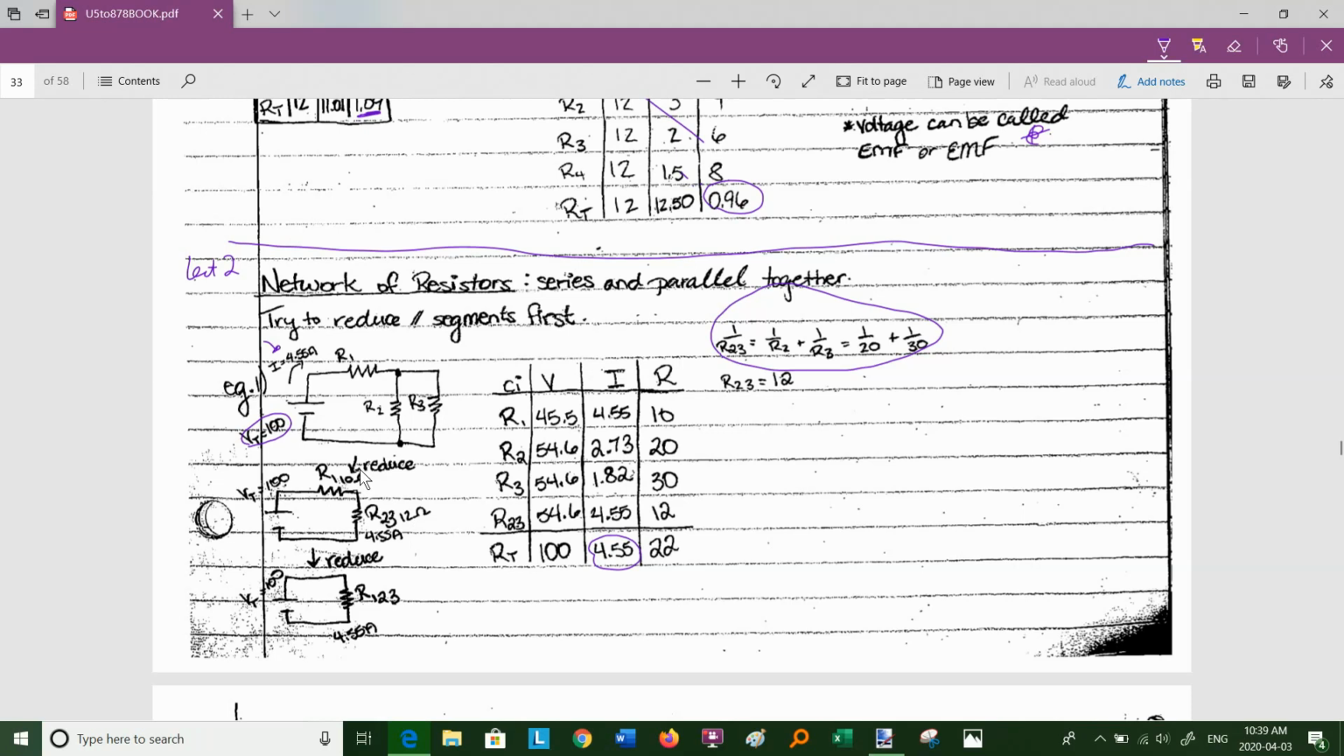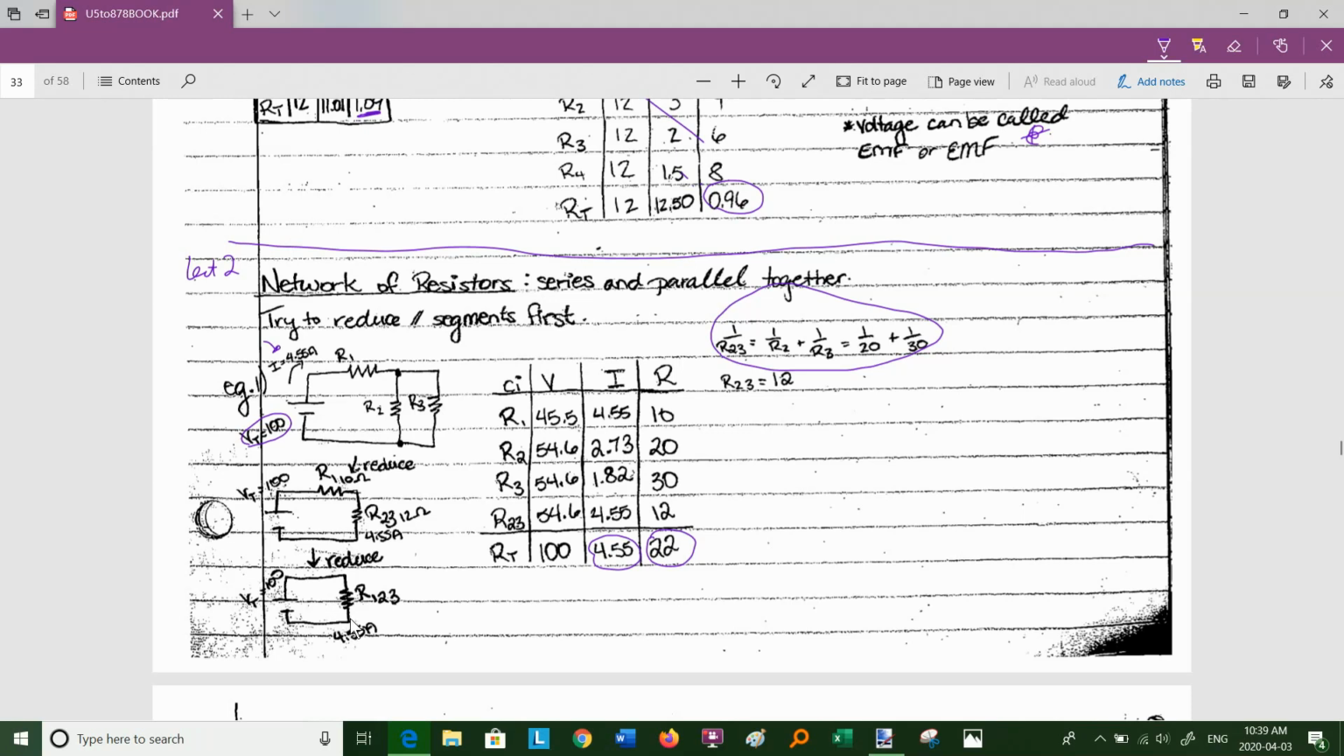R23 is 12, good. I now add that to the 10, and I get 22 ohms for my overall resistance. And once I have the 22, then I can do I equals V over R. So 100 divided by 22 is 4.55. So you do this reduction process. Here I'm reducing the original network circuit 2 times. Some students don't like to do this. They say it's a waste of time. Well, no, it's not a waste of time. It's a way to organize what's going on.